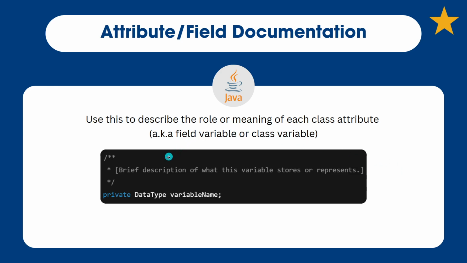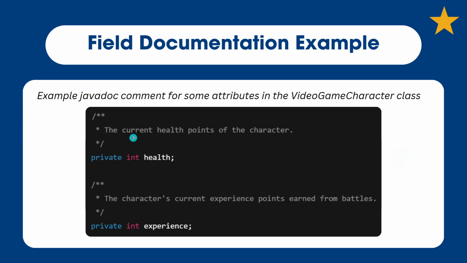Now, next up when you're writing a class are the attributes. If you want to document them, it's very simple. No special tags. Just the double asterisk comment, multi-line comment, really Javadoc comment. And then you just write a description of what that variable stores or what it represents. So for example, health in the video game character, you'd say the current health points of the character. For the experience attribute or field variable, you'd say the character's current experience points earned from battles. So it helps other programmers know what these variables actually mean.